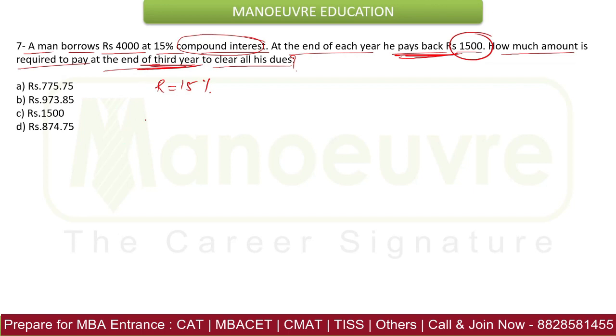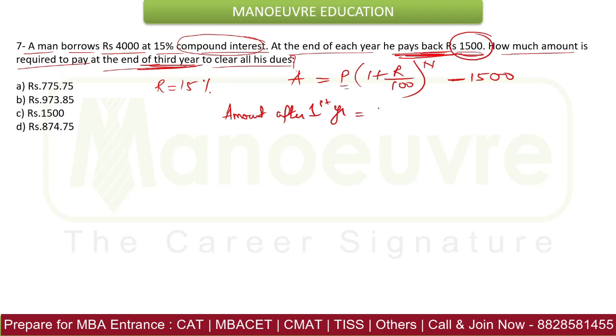Okay, so the formula of amount in terms of compound interest is equal to principal into 1 plus R by 100 raised to power n. Now after each year he pays back rupees 1500, so we can just subtract this 1500 from this total amount. So the amount after first year will be equal to P. What is P? Initial is 4000, into 1 plus R, that is 15 by 100. This is for 1 year, minus 1500.